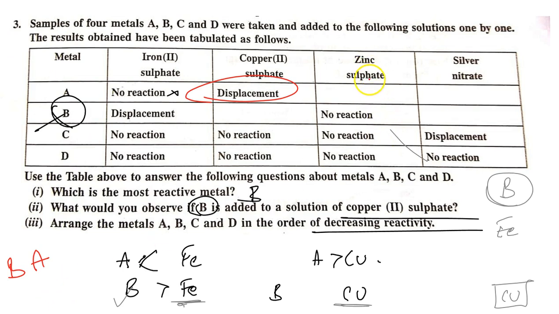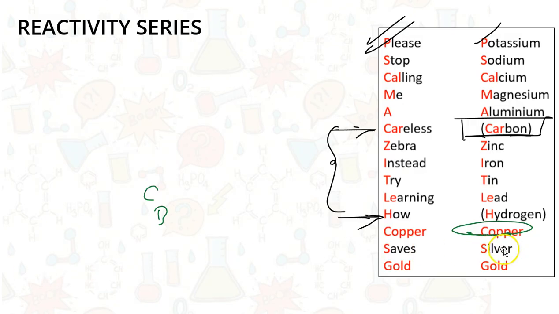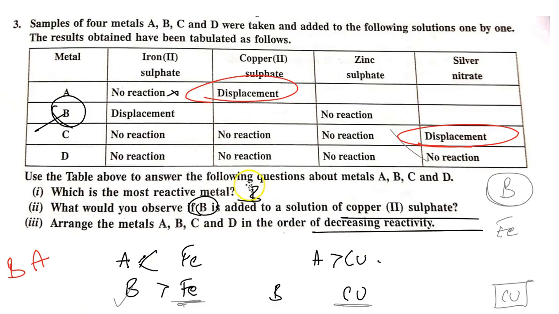You observe zinc sulfate and silver nitrate. If you see that carefully, you have a displacement happening with metal C and silver nitrate. Metal C is able to displace silver, which in turn means that C is more reactive than silver. Okay, where is this silver? Silver is here. C is somehow more reactive than silver. Then what about D? D doesn't have a reaction with any of the four solutions that you have. So obviously you should go with C and D.